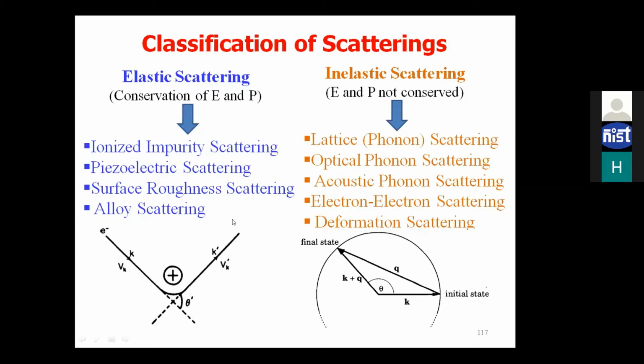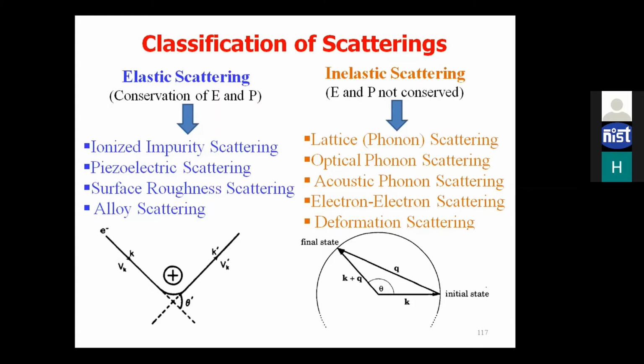Alloy means, when you are forming a ternary or quaternary compound semiconductor and you add aluminum concentration or indium concentration, that can replace lattice atoms with other atoms. So it will give you alloy scattering, which we will discuss in detail further.